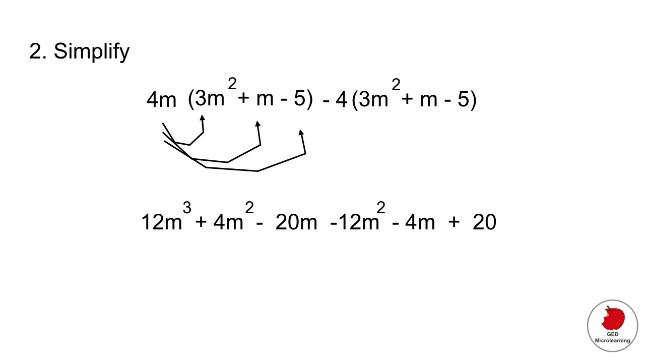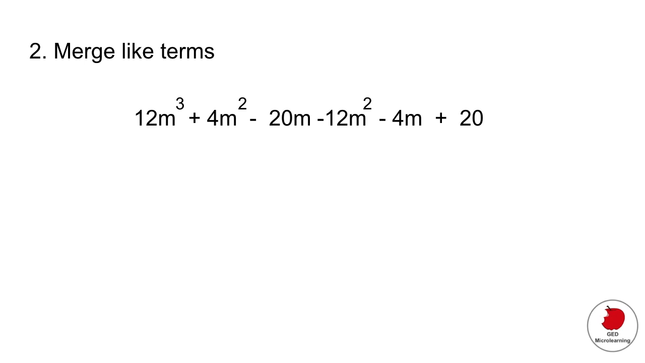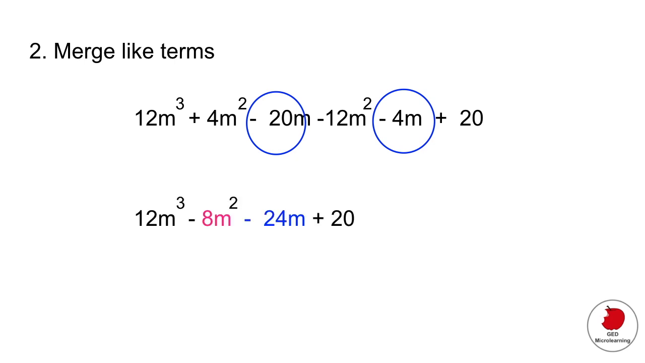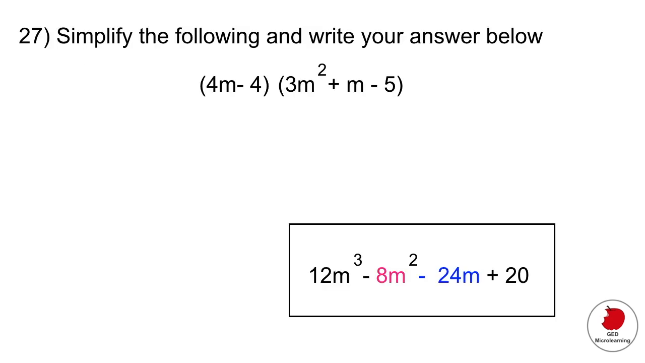And now all you have to do, to get the final answer, is merge like terms, meaning you're going to add every number that has the same exponent together. So 12m raised to the third power is the only term raised to the third power, so that stays by itself. But for example, we have 4m squared and minus 12m squared, so we would add those two together, and we would do the same for these numbers, right? So 20m minus 4m. If you do that, that's what you should end with, and that is your final answer.